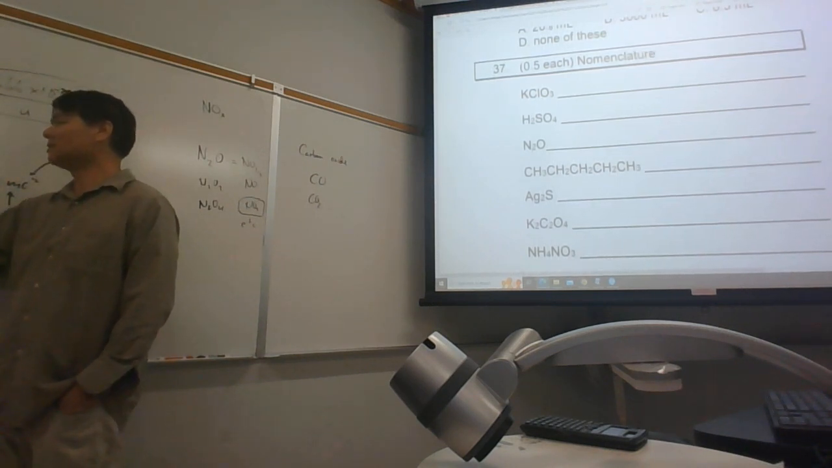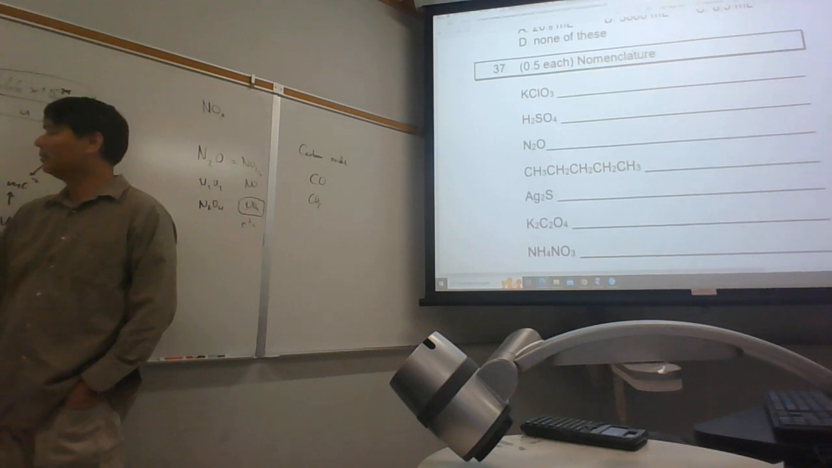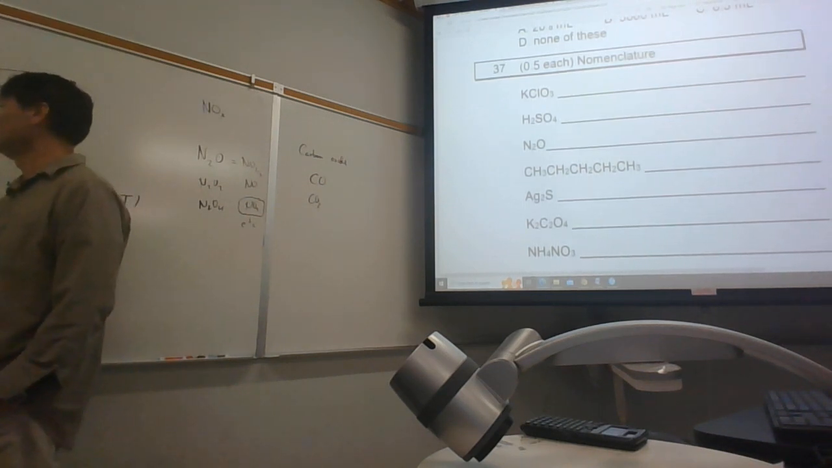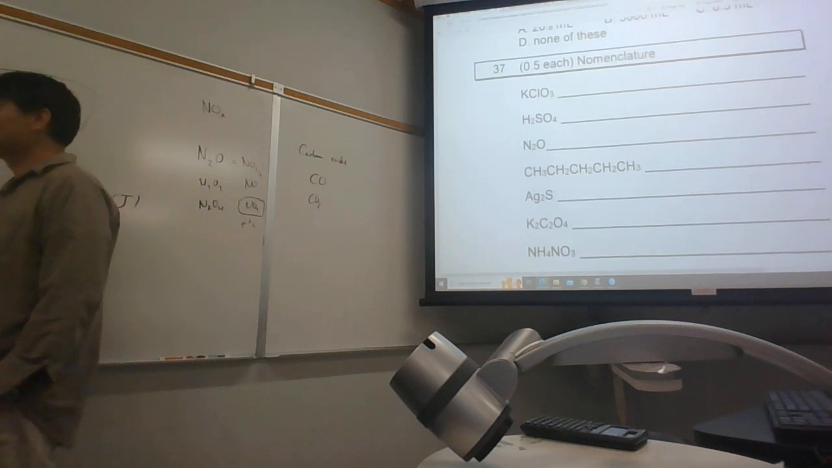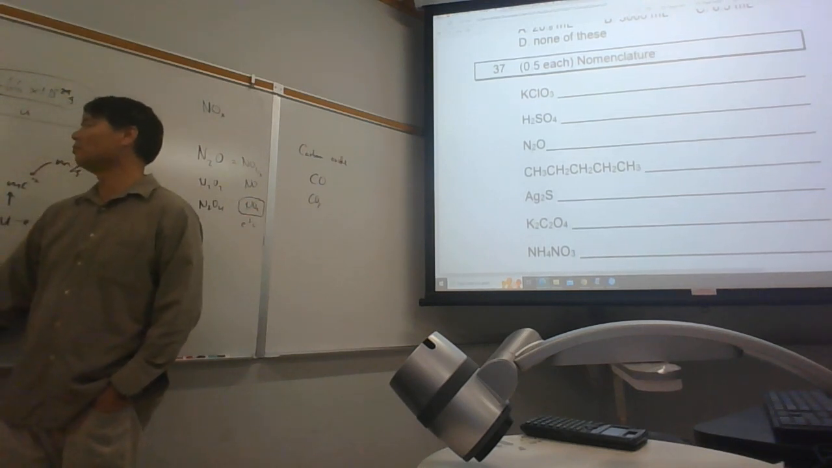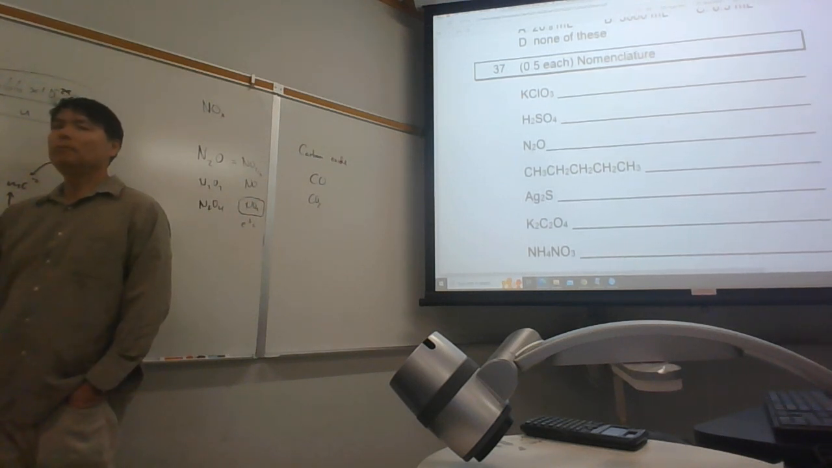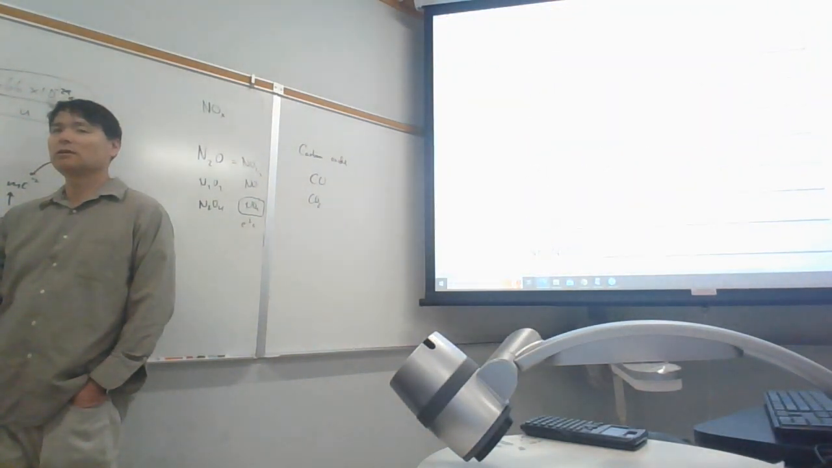How would you name this? Iron 3. Iron 3 oxide? Tetroxide. You're mixing up nomenclature rules. It's either you name it as an ionic compound, and if you name it as an ionic compound, we don't use the prefix. Yeah, it's just iron oxide. So it's iron oxide, but what is the charge? Iron's variable charge, so what is the charge on iron? Plus 3.